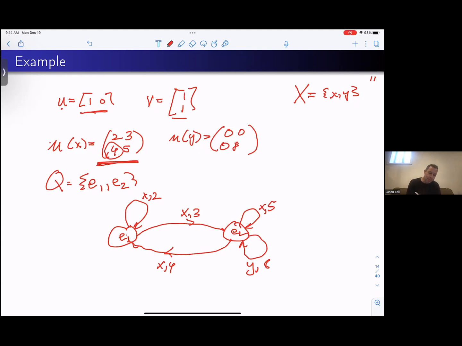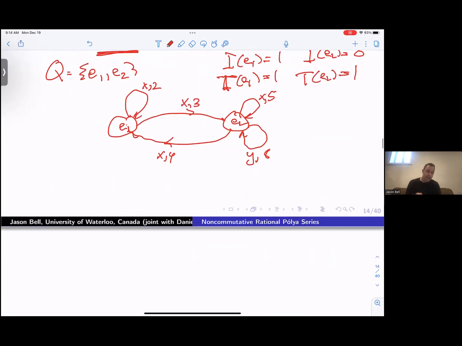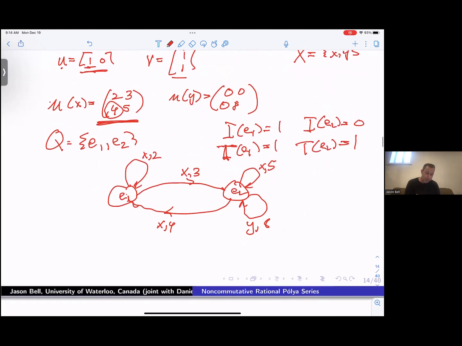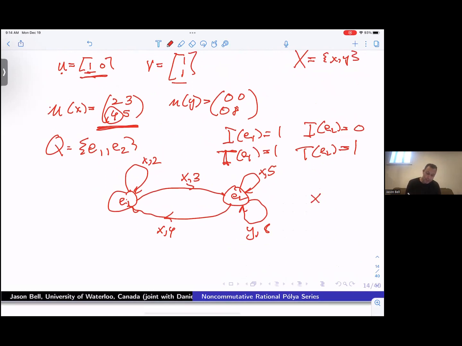And because my mu can tell me my initial weight, I can assign I of E1 is 1, because of the first entry, and I of E2 is 0, and T of E1 is 1, and T of E2 is 1. And then I can see that this automaton, if I look at paths from an initial state to a terminal state with label X squared, the only way to do that is I have to start here, and I can either go like this, or I can go like this. If I first go like this and then go like this, I get weight 6. And if I go like this and then go like this, I get weight 15, I guess.